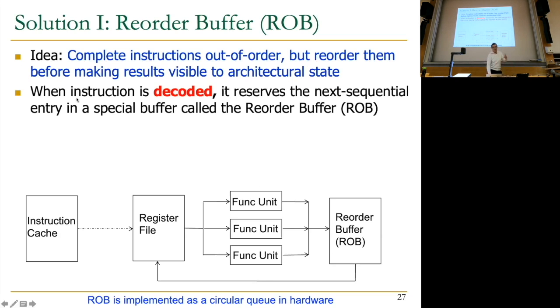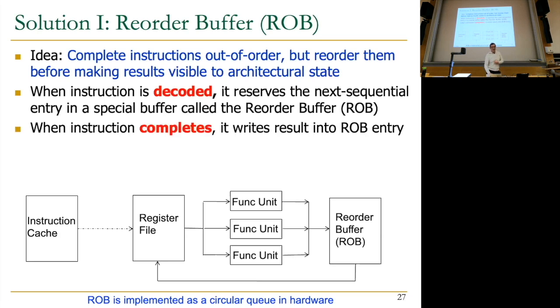That's the idea. That's the concept. So how do we go into the next level? Basically, when an instruction is decoded, remember, decoding is in sequential order. You fetch the instructions in sequential order. You decode them in sequential order. So when an instruction is decoded, you have not seen later instructions yet. That's good. So the machine reserves the next sequential entry in a special buffer called the reorder buffer. That's over here. We're going to see the structure of it in a little bit more detail. When an instruction completes, meaning finishes execution in the function unit, it writes its result into the reorder buffer entry that was allocated to it.